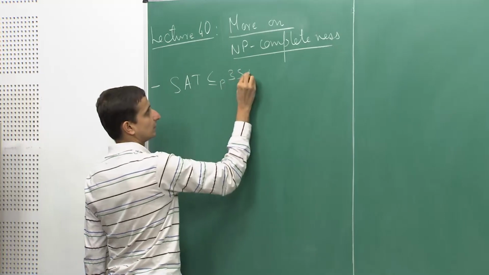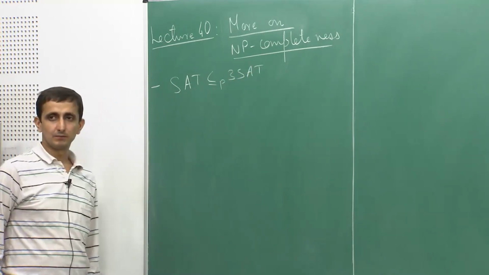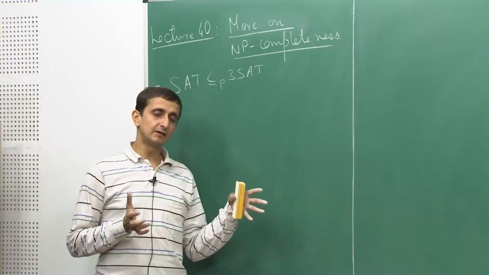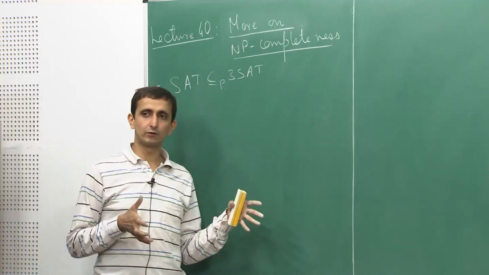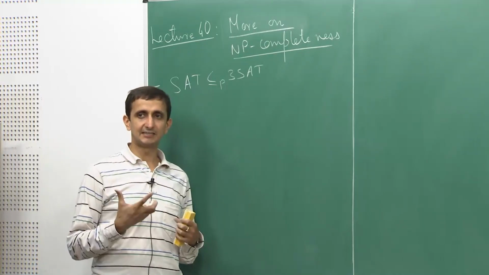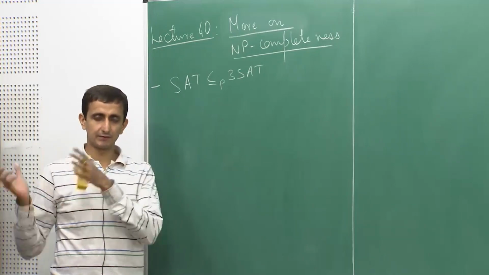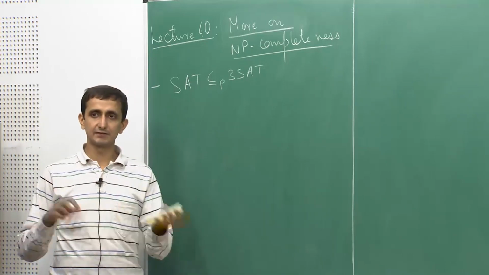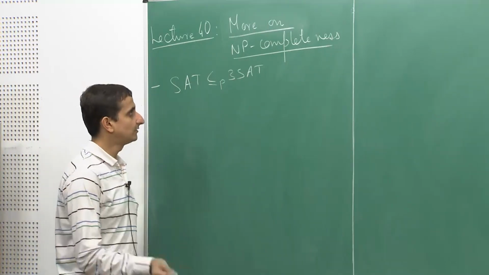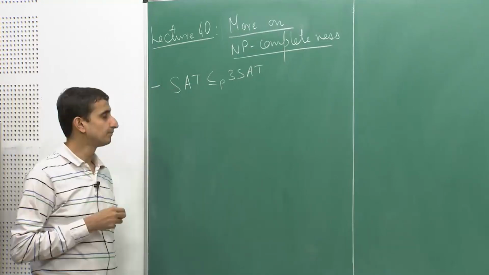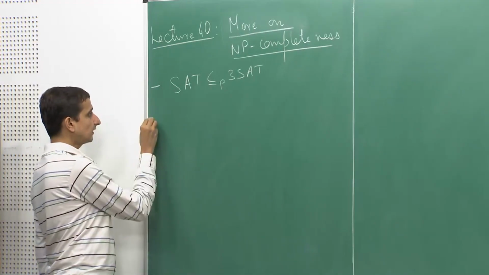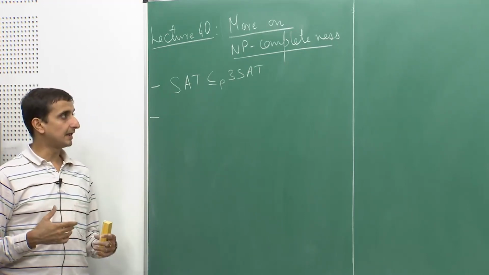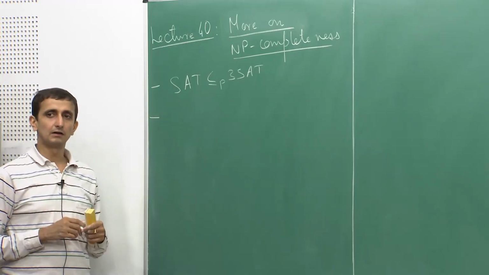reduces to 3-SAT. So, basically you can take a Boolean formula, an arbitrary Boolean formula, and convert it to a 3CNF Boolean formula, or a Boolean formula where every clause has exactly 3 literals, such that if the first formula is satisfiable, the second is satisfiable, and if the first is not satisfiable, then the second is not satisfiable. Okay. So, this you can try as an exercise, this is not very difficult to show. So, this all this argument gives an NP hardness proof of these problems.